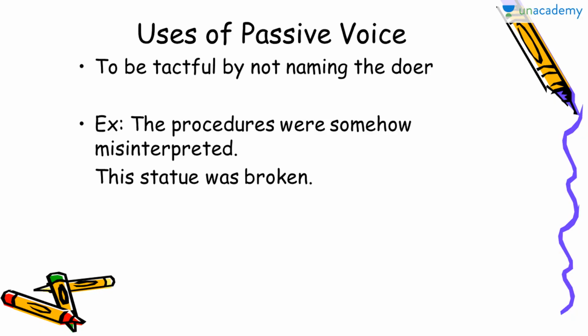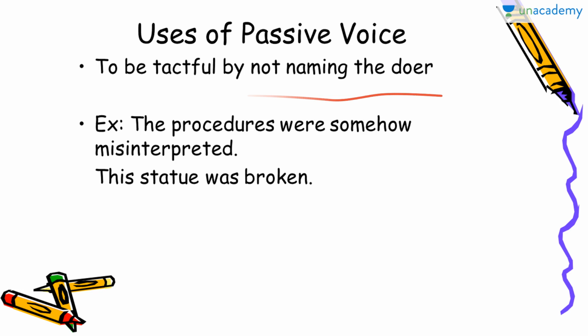Next, we see how to be tactful by not naming the doer. This is another interesting way to use passive voice. You need to be wise sometimes about whether or not to disclose the name of the person or group of people who are doing the action. If I am willing not to tell the name of the person who is doing something, I will choose to use passive voice and make my sentence in that form.